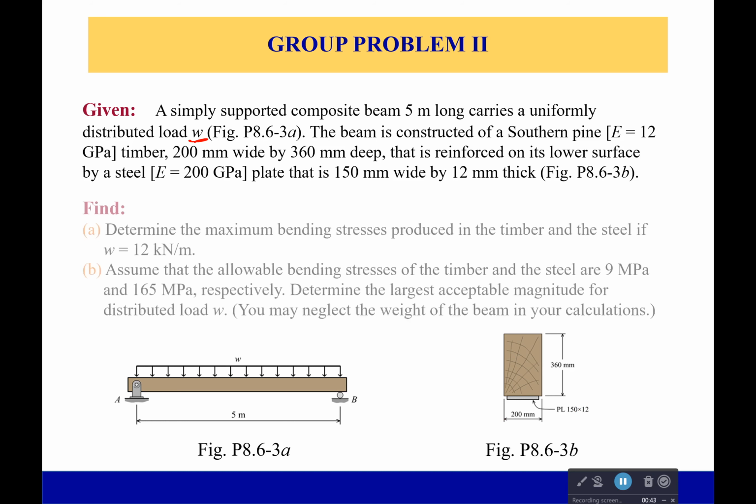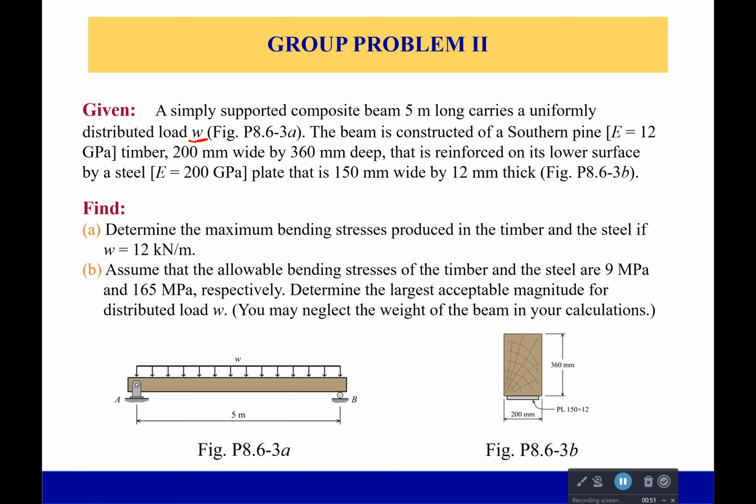So with that, what do we want to find? We want to know the maximum bending stress produced in the timber and the steel if the applied load is 12 kilonewtons per meter. Also, assuming the allowed bending stress of the timber and the steel are 9 megapascals and 165 megapascals, respectively, we want to determine the largest acceptable magnitude for the distributed load W. We're going to neglect the weight in our calculations.